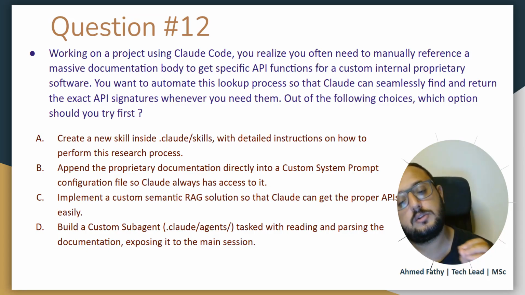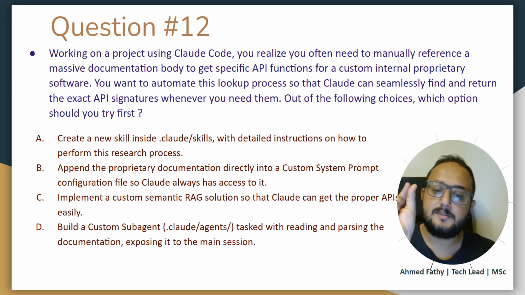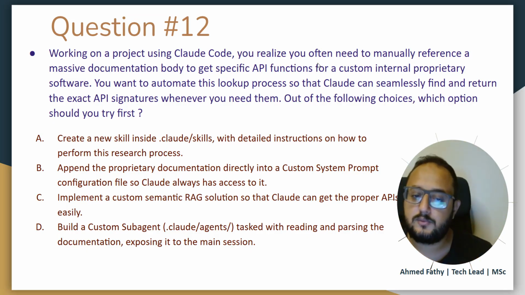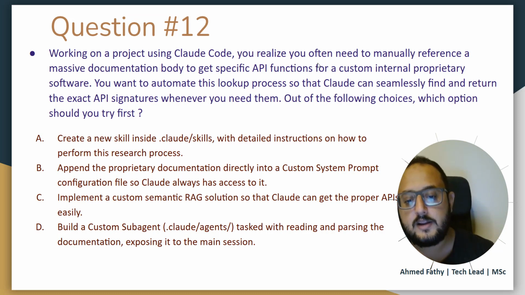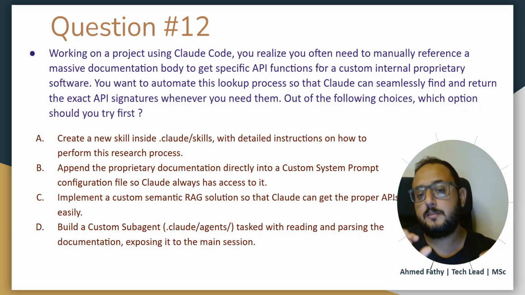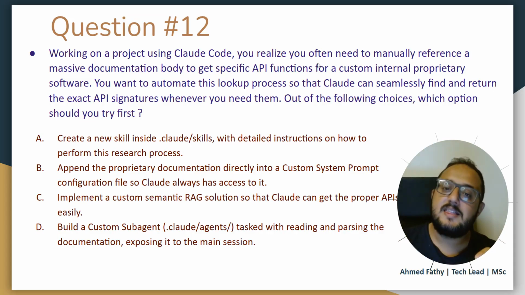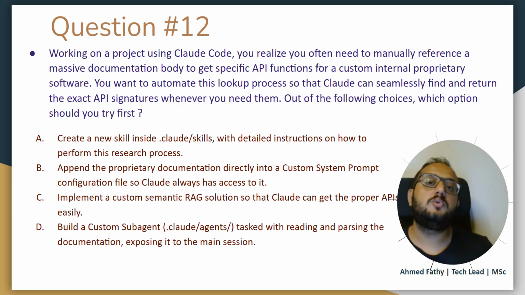Working on a project using Claude Code, you realize you often need to manually reference a massive documentation body to get specific API functions for a custom internal software. You want to automate this lookup process so that Claude can seamlessly find and return the exact API signatures whenever you need them. Out of the following choices, which option should you try first? The most important thing here, which is a little bit subtle, is that you just need the API function. So you don't need the full context, and you do not want to clutter the context window of the main agent with this entire massive documentation.